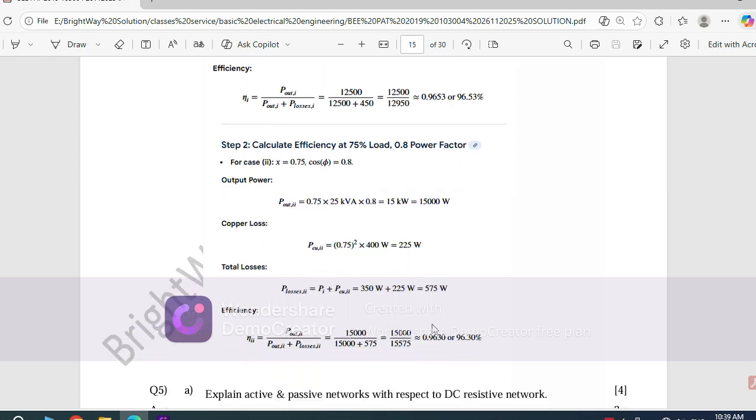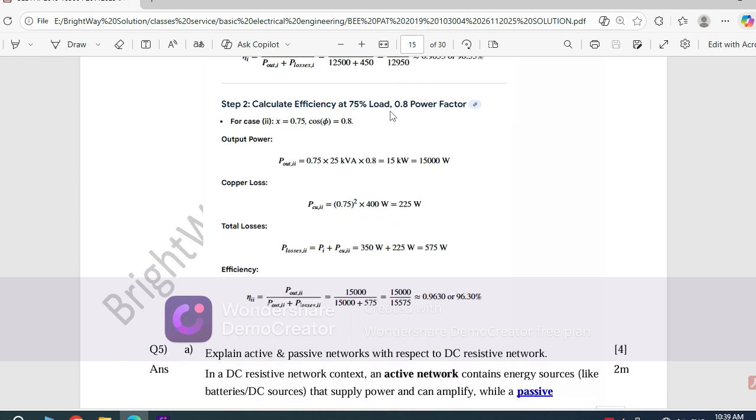Next is the loading of 75% with power factor 0.8. Output power for this case is x multiplied by the total capacity and power factor, so you get 15,000 watt output power.